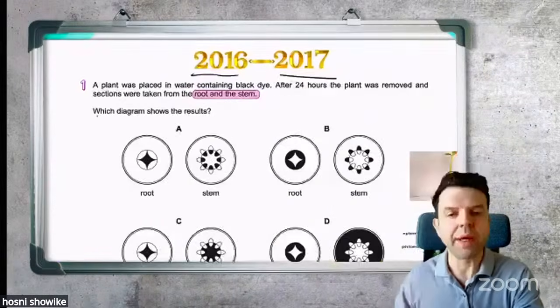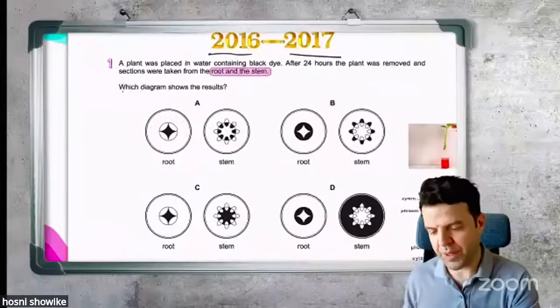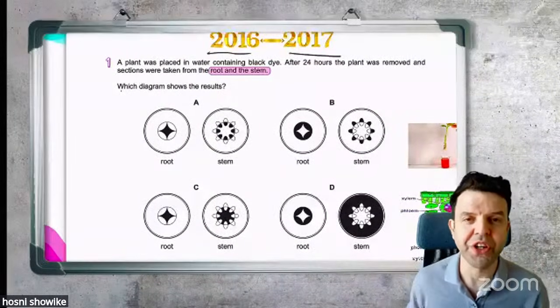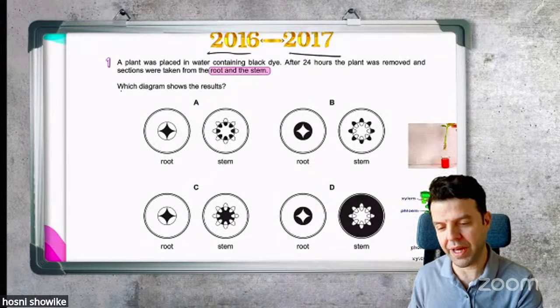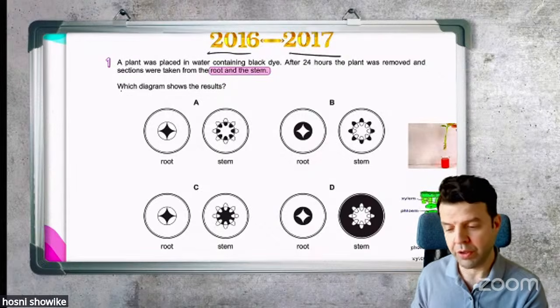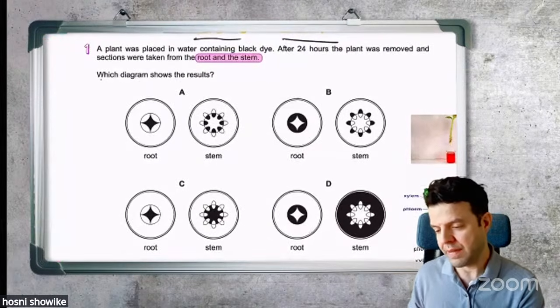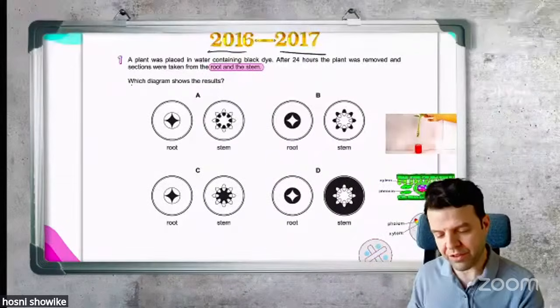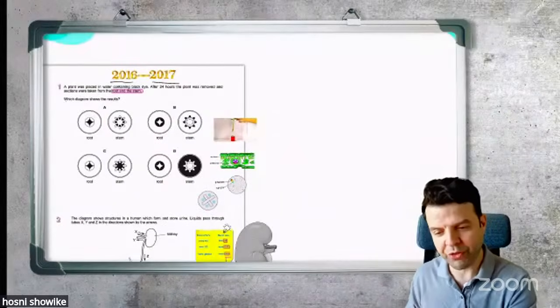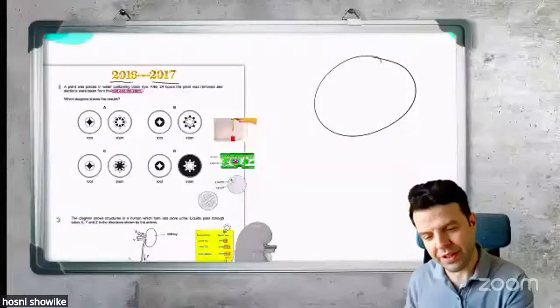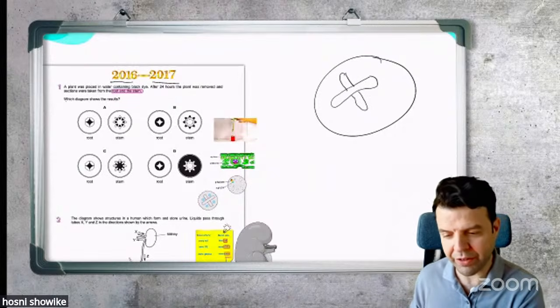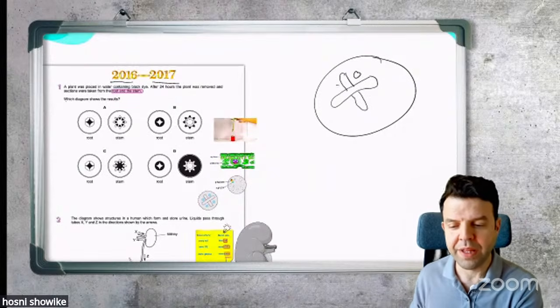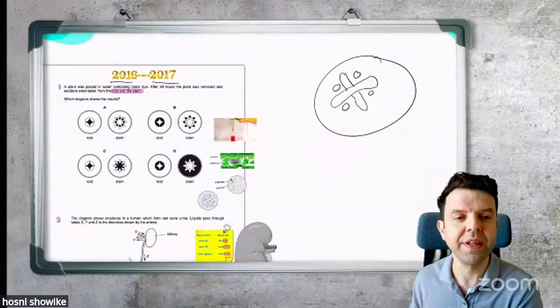So, first question. They gave me stem and root, and they wanted me to identify the stem and the root in each case. So, let's just sketch a root first. It looks like this. It has an X sign in it. And that X, ironically, is xylem. You see those circles I'm drawing? These are phloem.